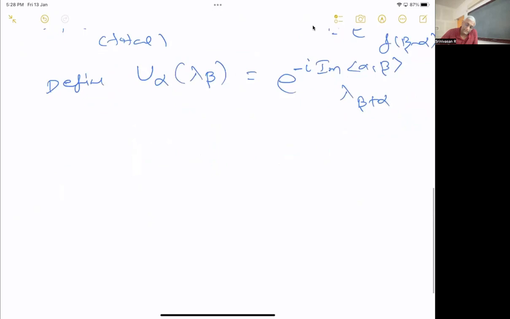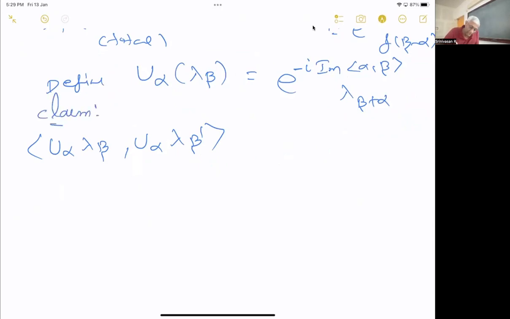So we want to see that this satisfies the required conditions. First we want to check it's a unitary. Then we want to check it satisfies the Weyl commutation relation. Then we will use the Stone-von Neumann theorem. So claim number one: claim, U alpha is unitary. Well, this is the first claim.